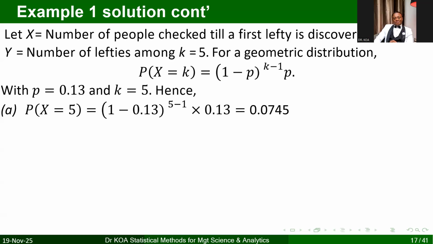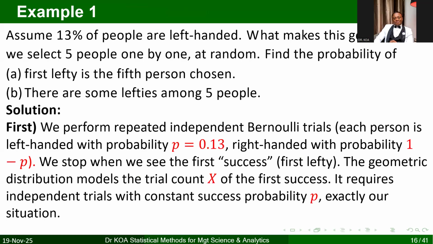What is the probability that there are some lefties among the 5? This is a beautiful question. There are some lefties among the 5. What does that mean? I think this was part of the assignment. If they're asking some, that means 1 and above. So you do 1 minus the probability that there are no lefties.